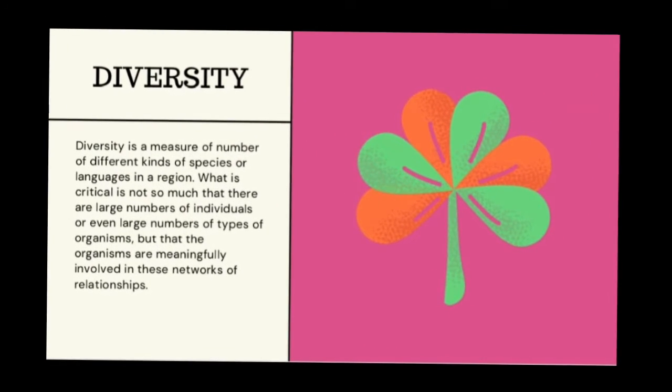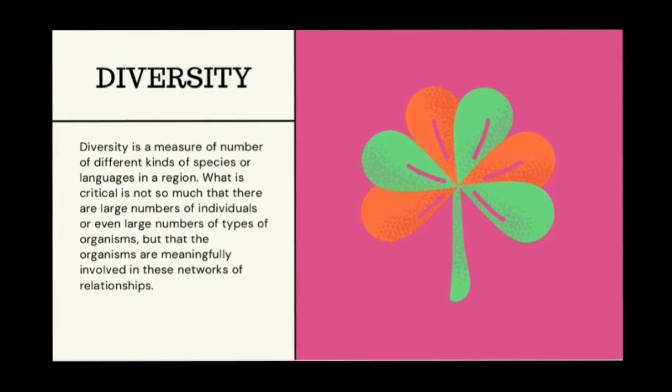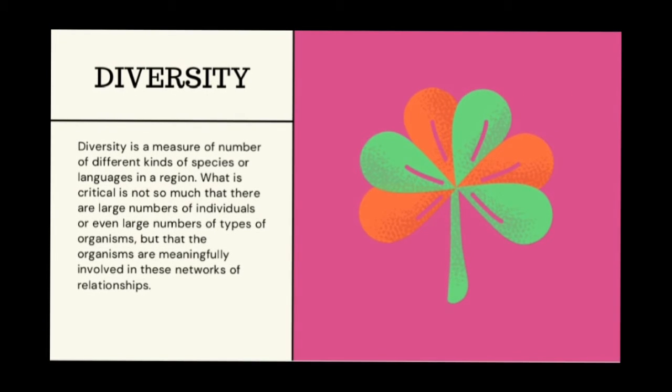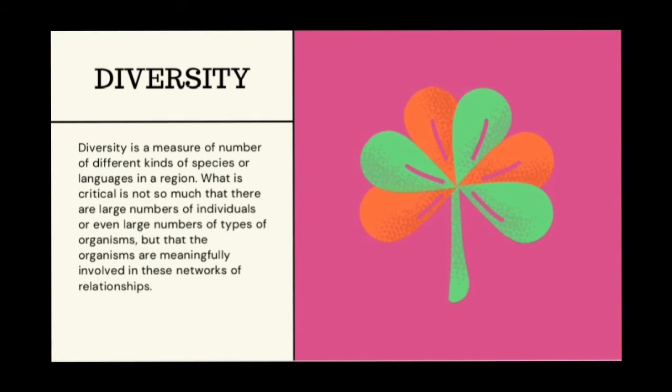Diversity is a measure of the number of different kinds of species or languages in a region. What is critical is not so much that there are large numbers of individuals or even large numbers of types of organisms, but that the organisms are meaningfully involved in these networks of relationships.